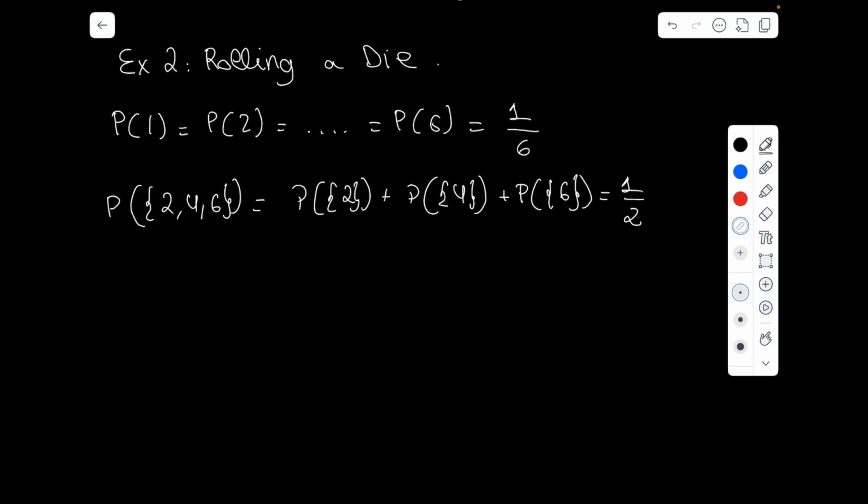Now we're rolling a die. If we assume each number from 1 to 6 is equally likely, then the probability of getting a 1, 2, up until 6 equals 1/6. Now suppose we want the probability of getting an even number. That would be 2, 4, and 6. We just add them up, and we get 1/2.